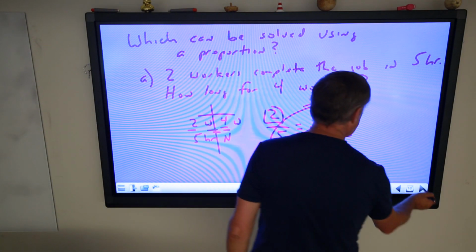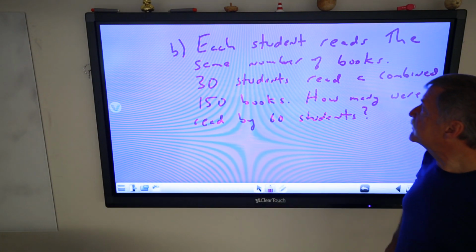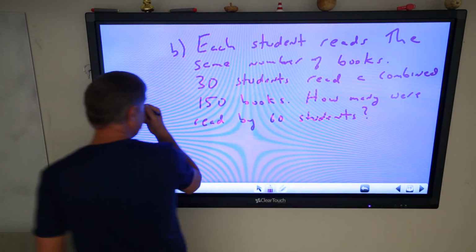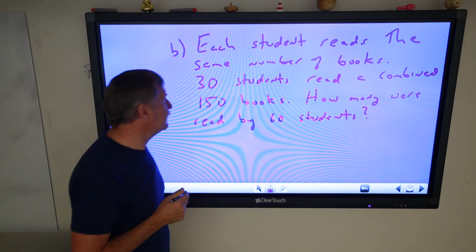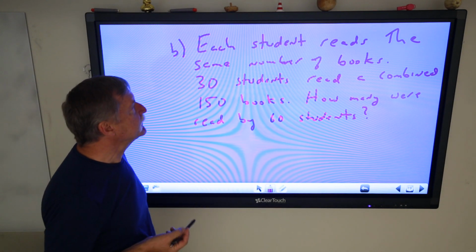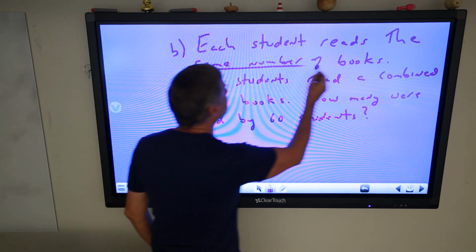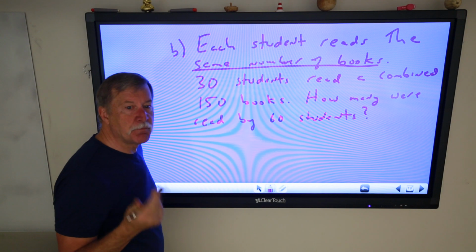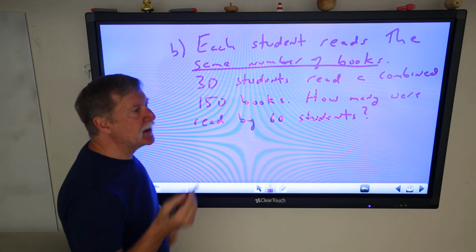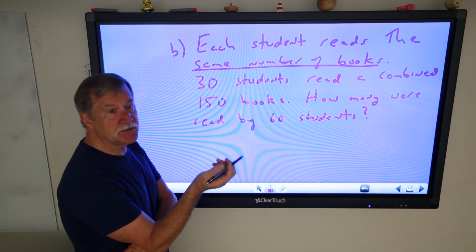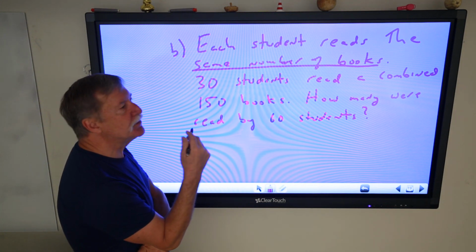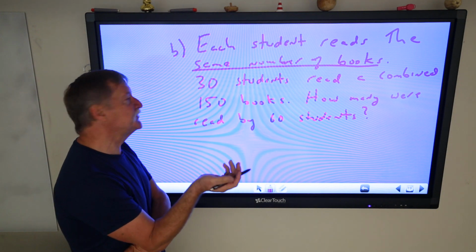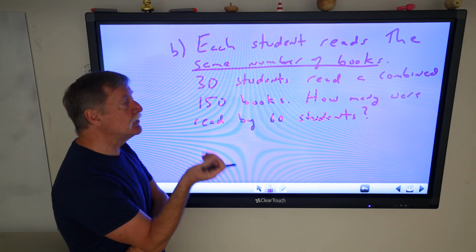Okay? Here's another example. Each student reads the same number of books. 30 students read 150 books. How many read by 60 students? Well, the key here is the same number of books, all right? It's implying that there is some proportionality constant here. If I read 2 books, then everybody else read 2 books, all right? And so if I have 10 students and each read 2 books, it'd go up to 20. If I had 30 students, then it'd be 60, and so on.